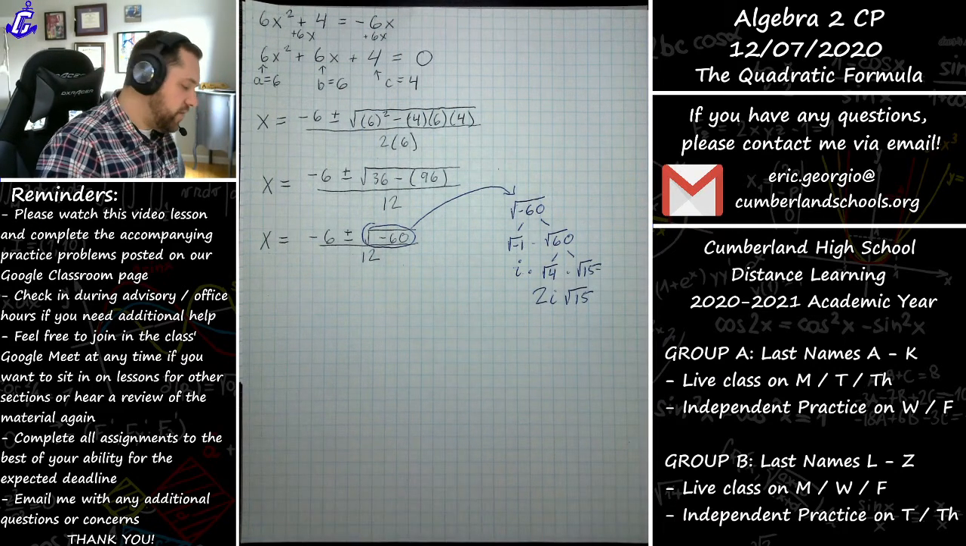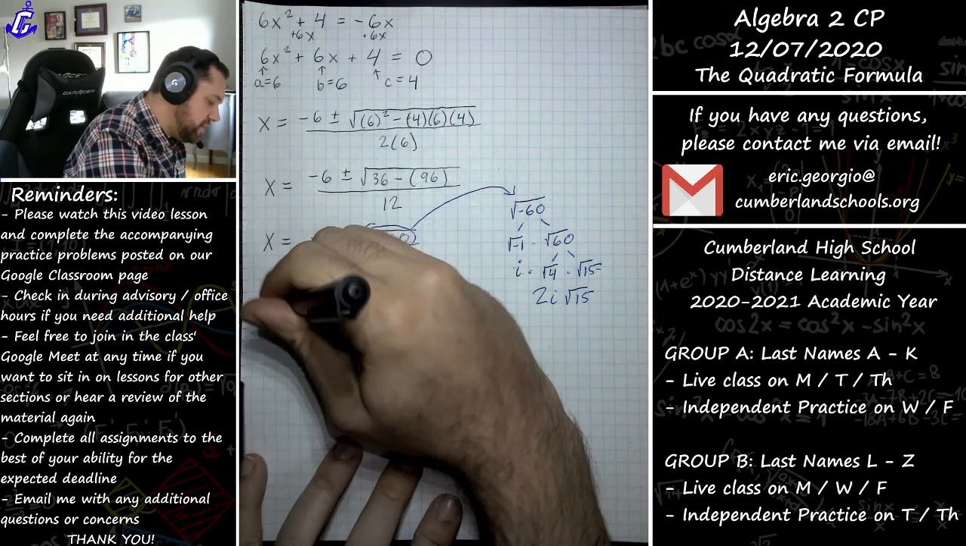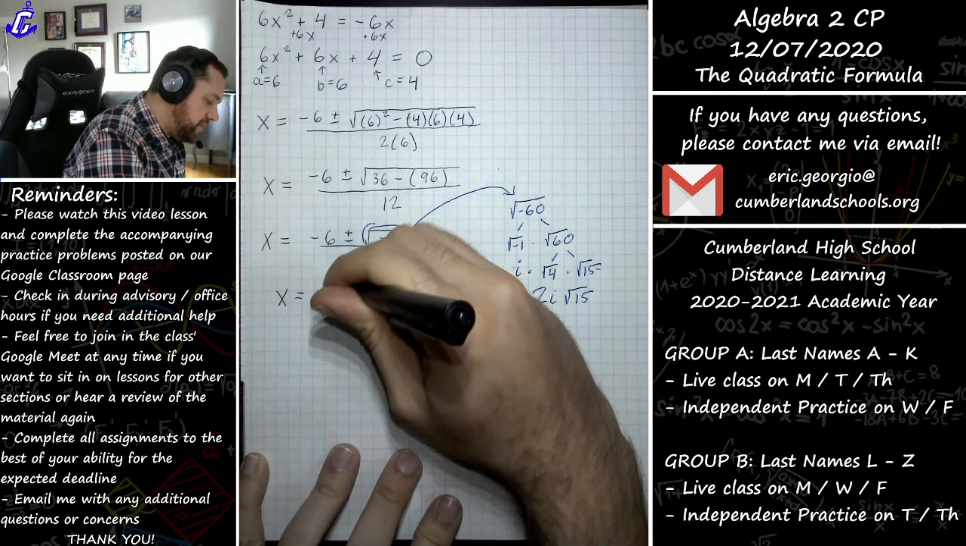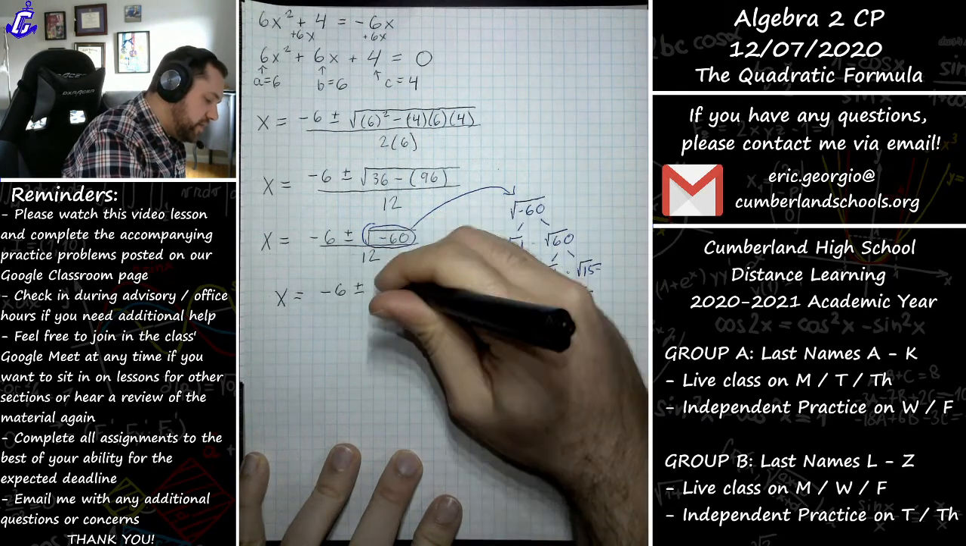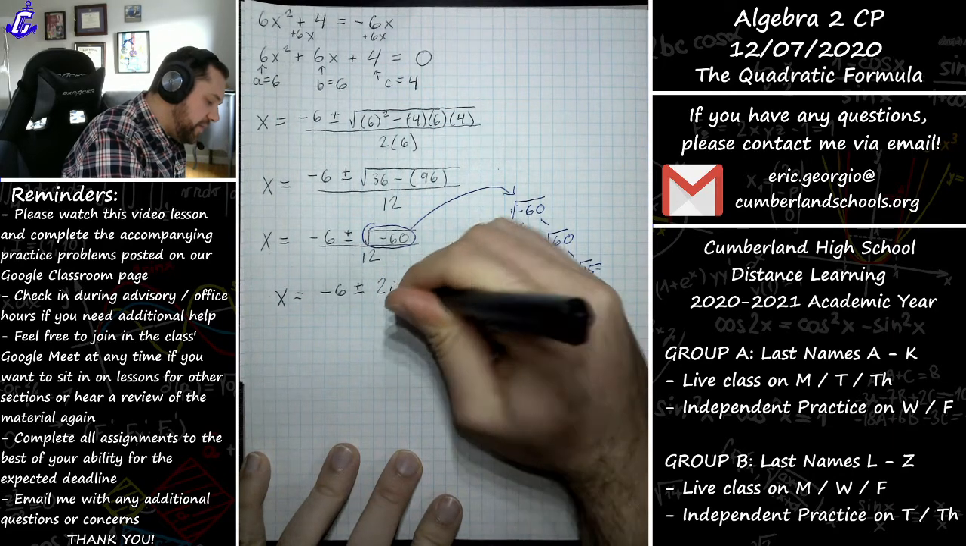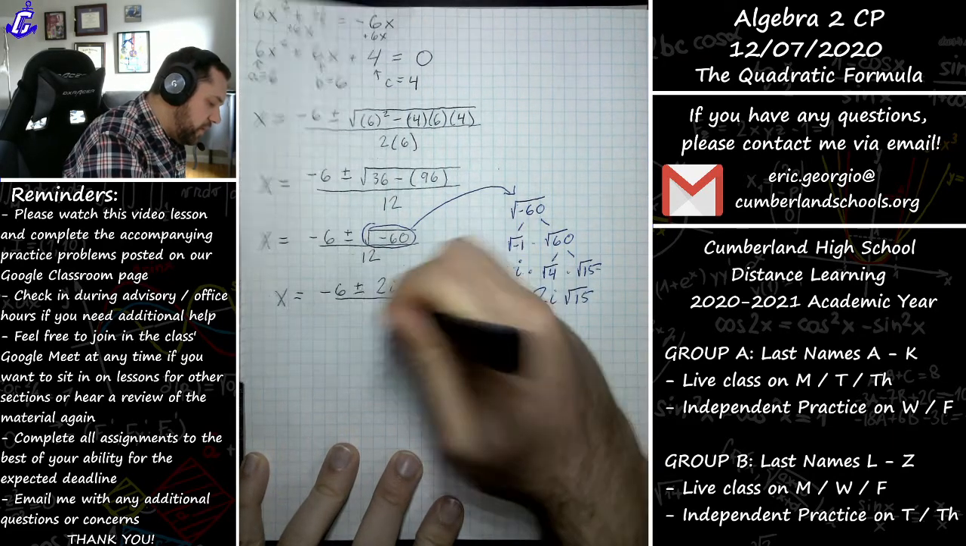Let's put that back into our problem now to say that x can equal negative 6 plus or minus 2i times the square root of 15 all over 12.